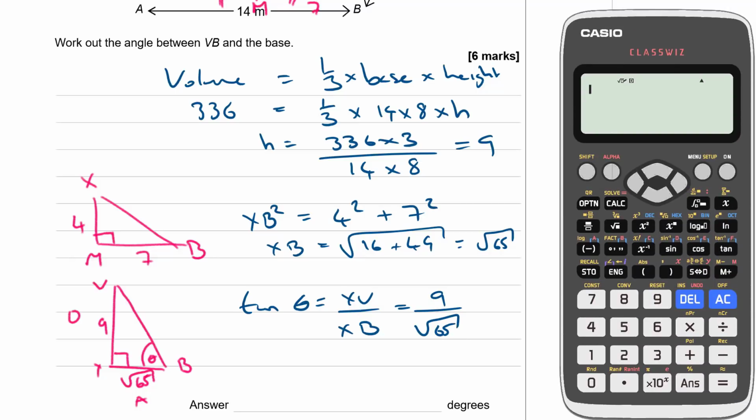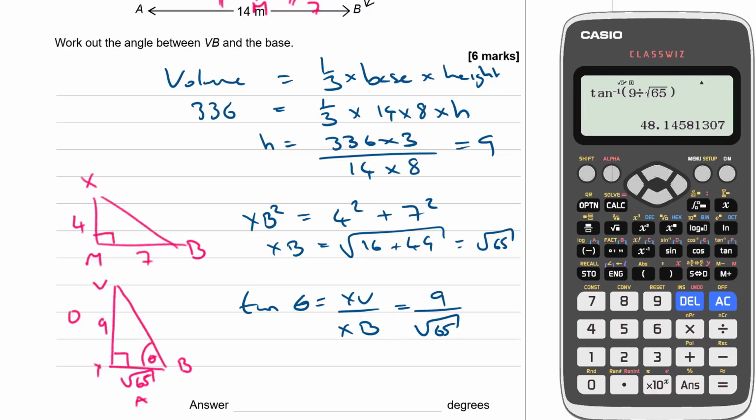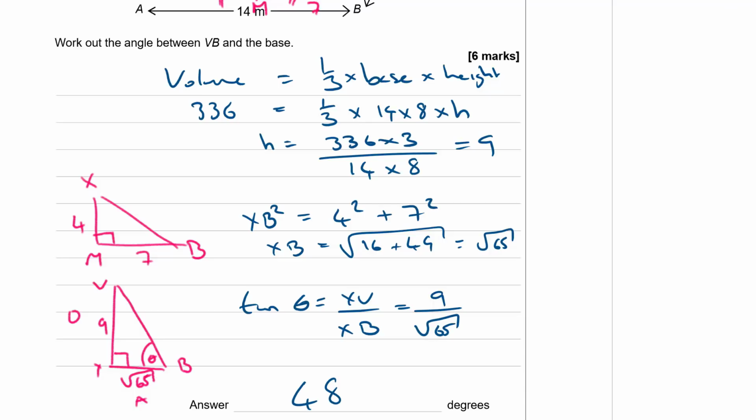So inverse tan 9 divided by square root of 65. I'm making that 48.1 and a bit. So 48.1 to 1 decimal place. 48.1 degrees.